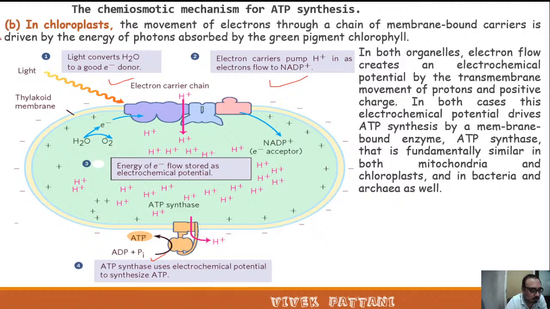In both organelles, electron flow creates an electrochemical potential by the transmembrane movement of protons and positive charge. In both cases, this electrochemical potential drives ATP synthesis by a membrane-bound enzyme, ATP synthase. That is fundamentally similar in both mitochondria and chloroplasts, and in bacteria and archaea as well.